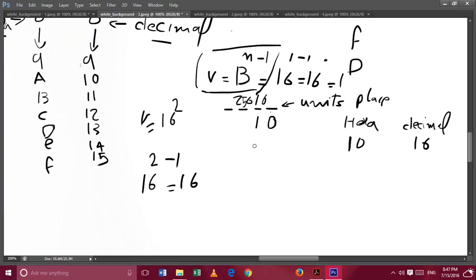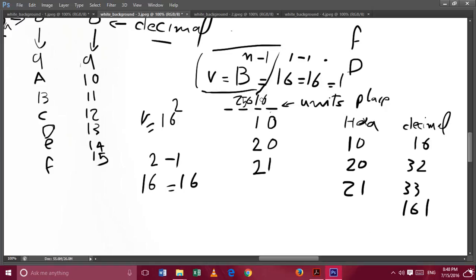If you wanted to write 32, you put 2 in the 16's position and 0 here. So this is how you write 32 in the hexadecimal notation. If you wanted to write 33, this is how you do it. So this is 33. What if you wanted to write 161?